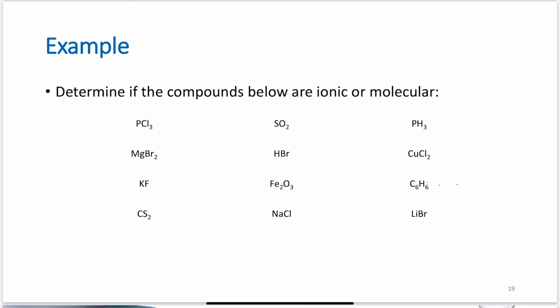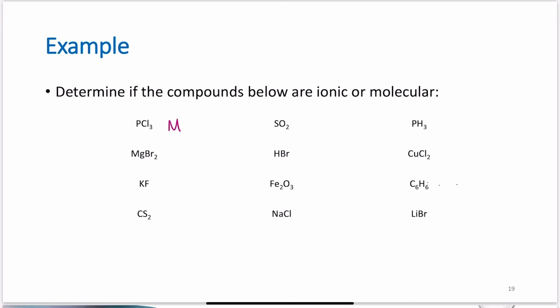So PCl3, I've got phosphorus and I've got chlorine there. When I look on the table, I find phosphorus, I find chlorine, they're not too far away from each other, and I see they are both to the right of my stair step, my metalloid stair step, which means they're both nonmetals, so this will be molecular.